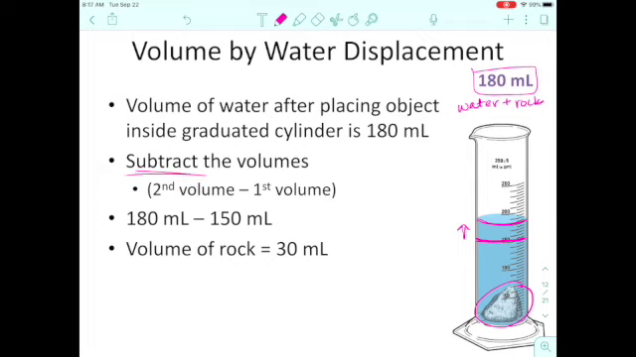And the water and the rock is 180. So if we subtract those two volumes, 180 minus 150, that'll tell us just the volume of the rock. So remember, the 150 was the water, and the 180 was the water and the rock. So if you subtract the water and the rock minus the water, you get rid of the water, and we're left with just the rock, which is what we would care about. So the rock is 30 milliliters, 180 minus 150.